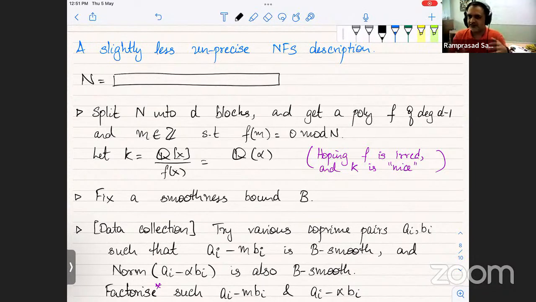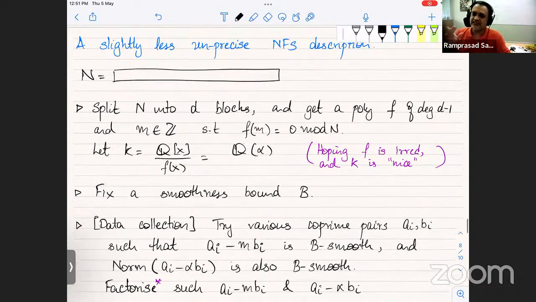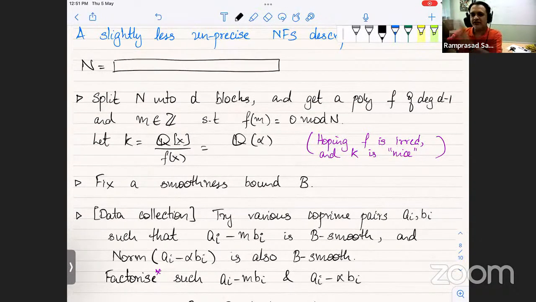So that was the first step. This is all the data collection step. And if you can manage to do this, there is a way to move from the number field world to the mod n world by just substituting alpha equal to small m. That gives you a way of moving from the number field world to just Z mod n. So now you have two squares that happen to be equal mod n. And you are again hoping that x plus or minus y should hopefully have a non-trivial GCD with n. That's the reason why you are doing all of this.